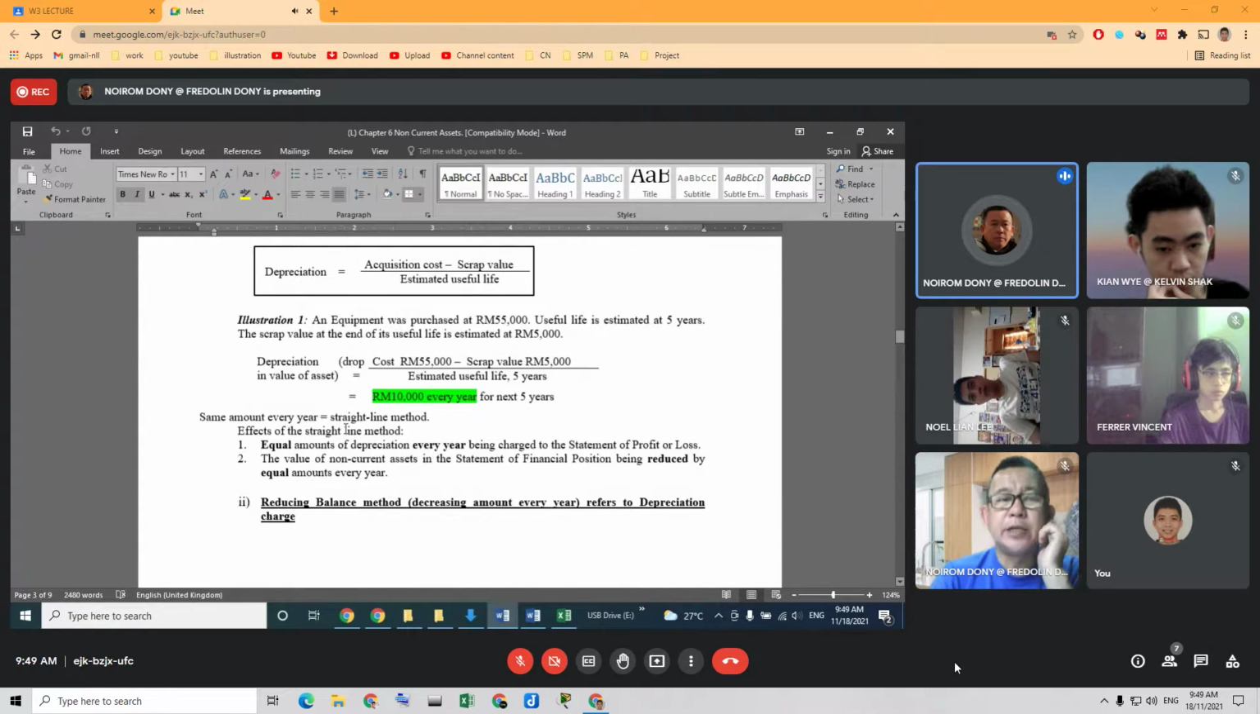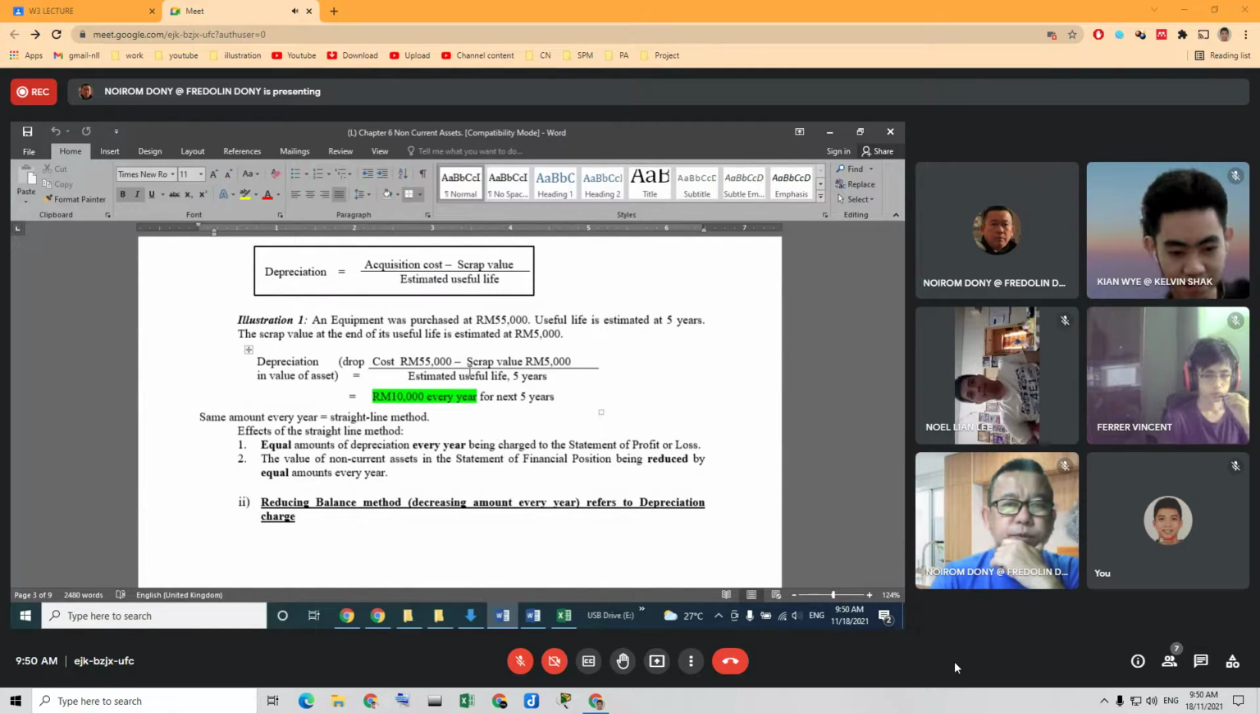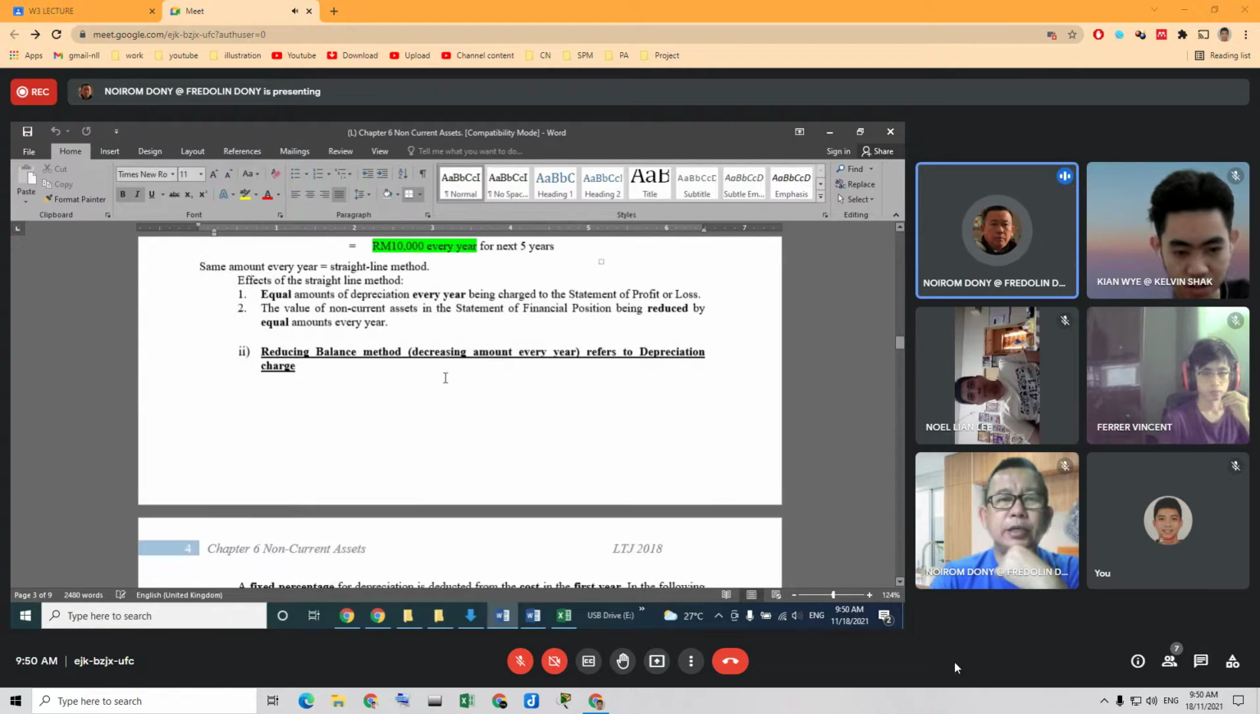Yeah, that is a straight line. Any question on this? Can you understand? Farah? Can I? Okay. Now the next one is reducing balance method.